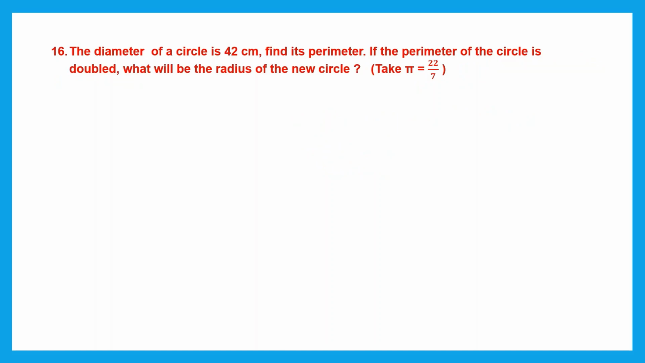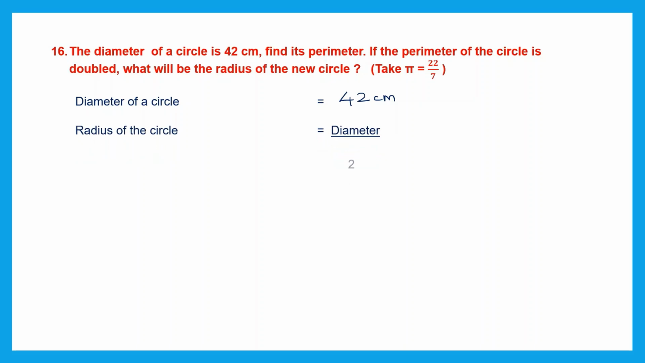Question 16. The diameter of a circle is 42 centimeters. Find its perimeter. Perimeter of a circle means circumference. If the perimeter of the circle is doubled, what will be the radius of the new circle? Take pi to be 22 by 7. So diameter of a circle is given. First thing is we need to find its perimeter or circumference. So diameter of a circle given to us is 42 centimeters.